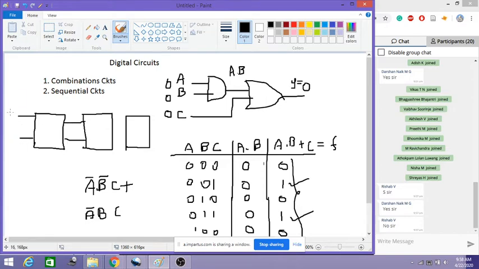It means if I give one input here, it will not just use that input, it will use something previously connected. There will be a feedback here, and based on that it will compute and give the output. So these are called sequential circuits. Okay, let me save this page here.